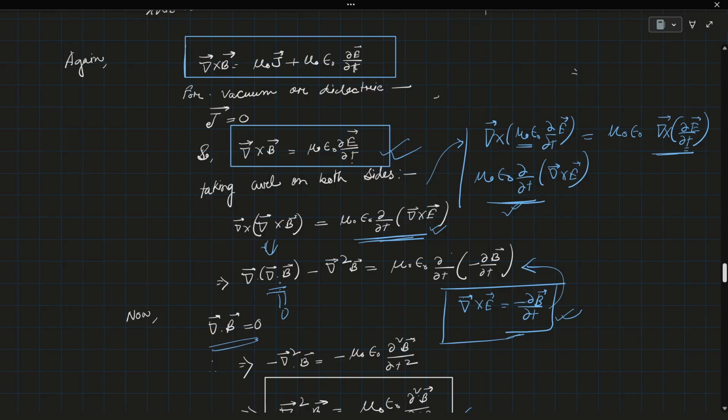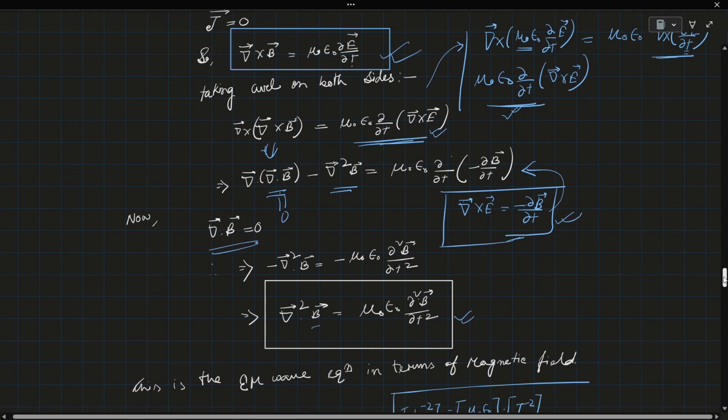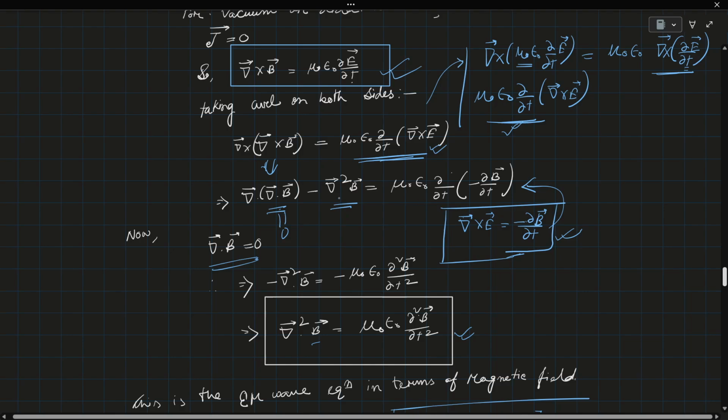So this term will be removed and only this term will remain in the equation. So it will look like minus del square B equals minus mu naught epsilon naught del square B by del t square. The minus and minus cancel. So we have del square B equals mu naught epsilon naught del square B by del t square, right? As you can see, these two equations are similar.